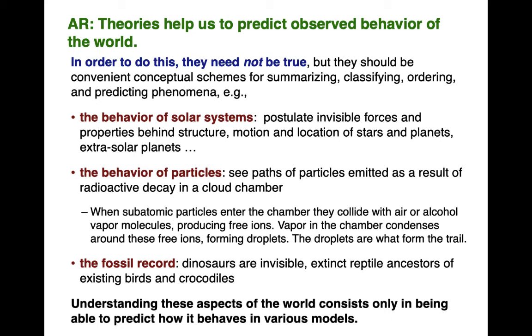Empirically, for the anti-realist, scientific theories help us explain the fossil record. Dinosaurs are invisible, extinct reptile ancestors of existing birds and crocodiles. Understanding these aspects of the world consists only in being able to predict how it behaves in various models. It involves no commitment to the actual existence of the things described that are supposed to be explaining what we observe.